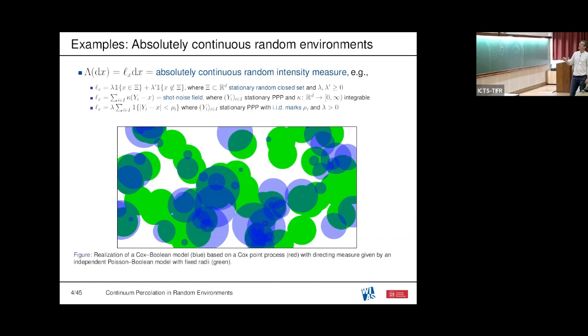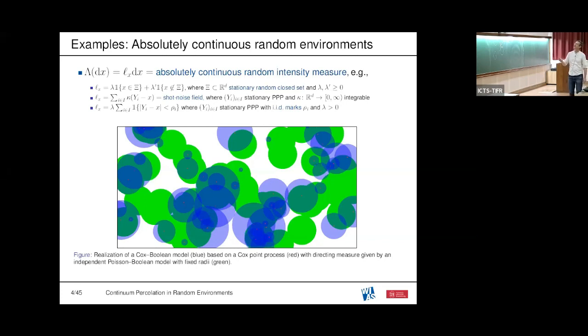In applications, this shot noise field is also an important environment. Somehow you accumulate the influence of an independent Poisson point process towards a position X. So you have this kernel function K, and you sum up all the influences of this independent Poisson point process, its influence towards the position X.